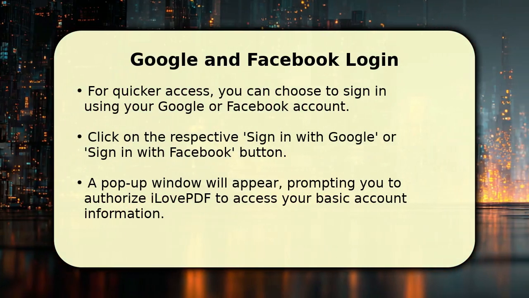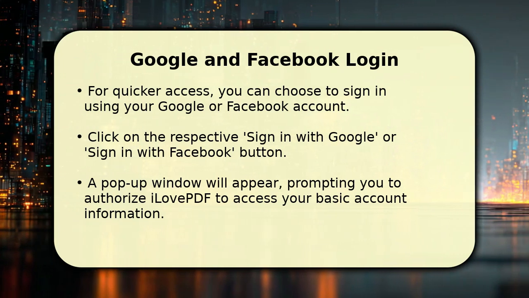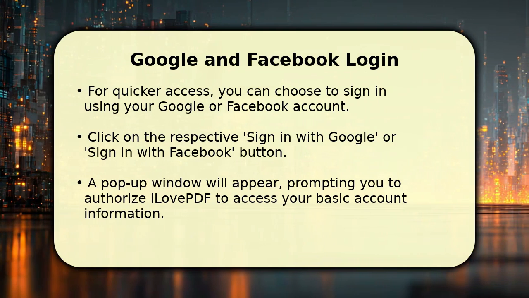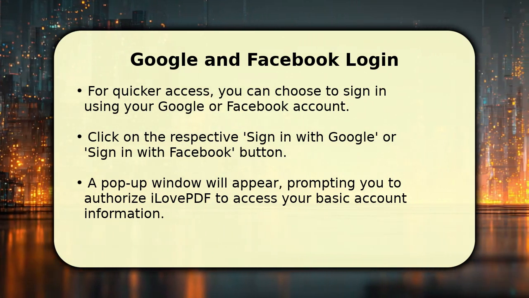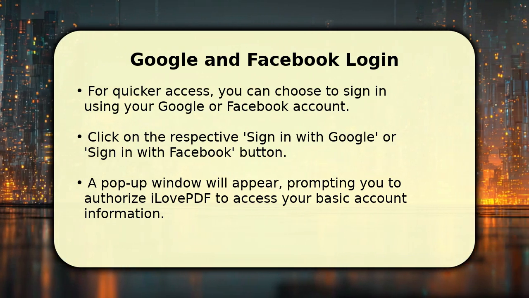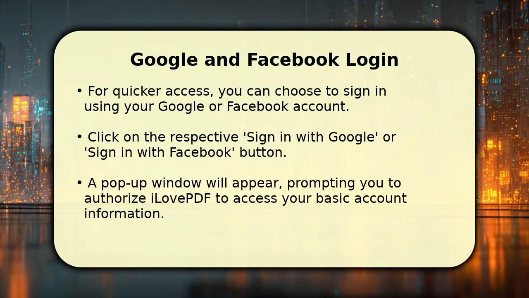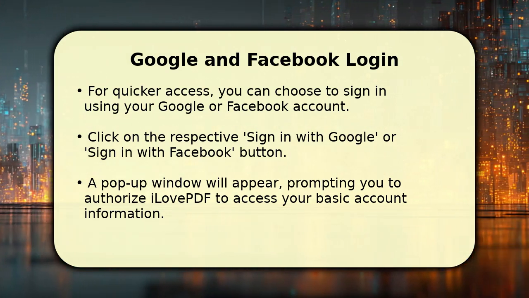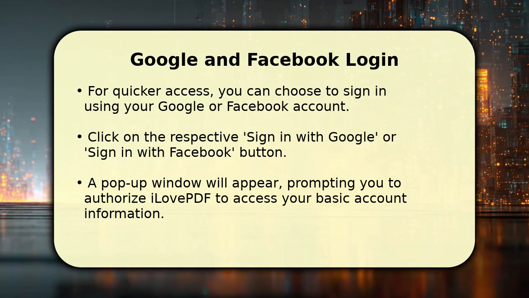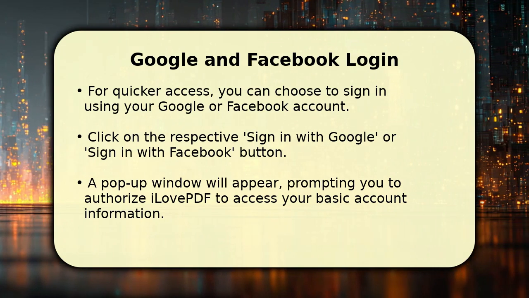Many users find signing in with their Google or Facebook accounts incredibly convenient. Simply click the button labeled Sign in with Google or Sign in with Facebook, depending on your preference. A small, secure pop-up window will then appear, asking for your permission to connect your account. After you grant this authorization, which usually takes only 1 or 2 clicks, you will be automatically logged into iLovePDF. This method saves you the effort of remembering another set of credentials.